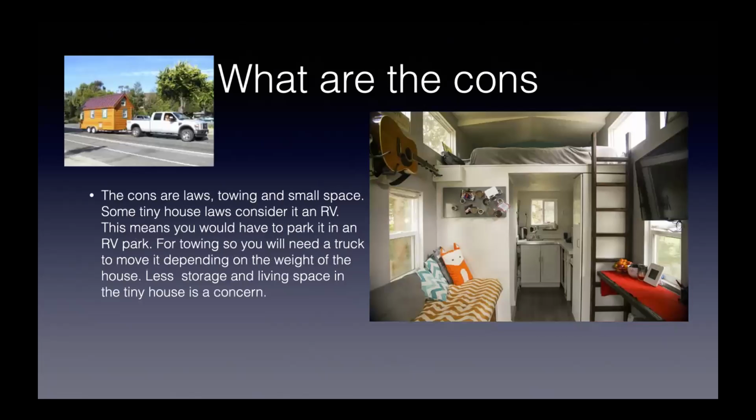And some of the cons here are, you've got to have a decent sized vehicle to pull your tiny house, depending on how big your house is. Some tiny house laws consider it an RV, so you'll have to park it in an RV park as well. And there's less storage and less living and entertaining space in your house as well.